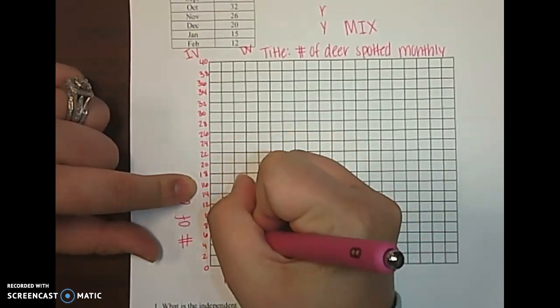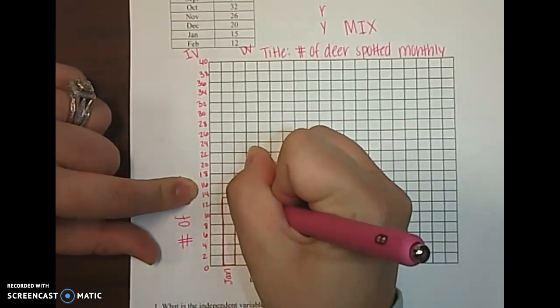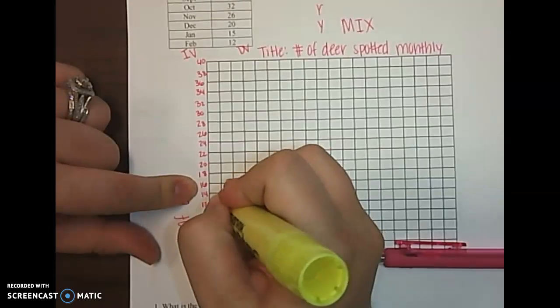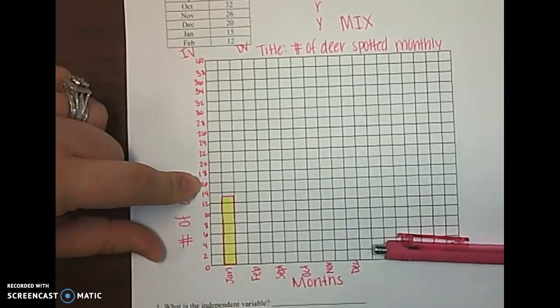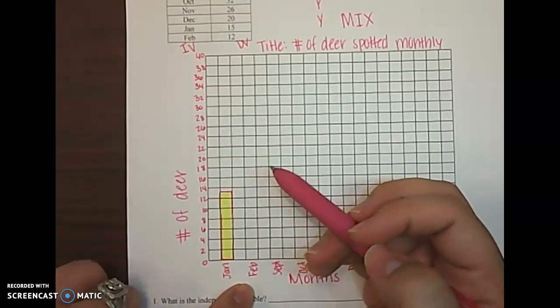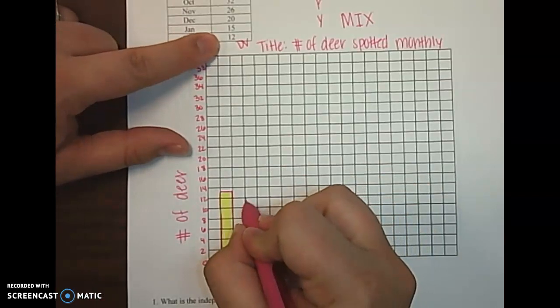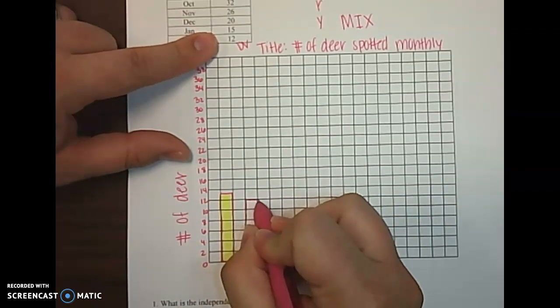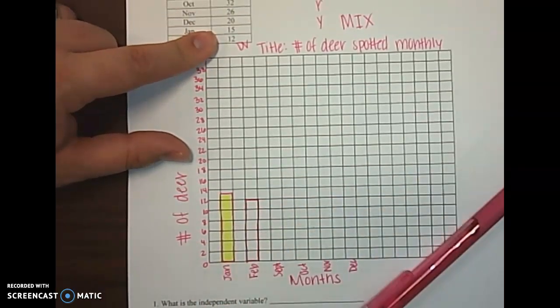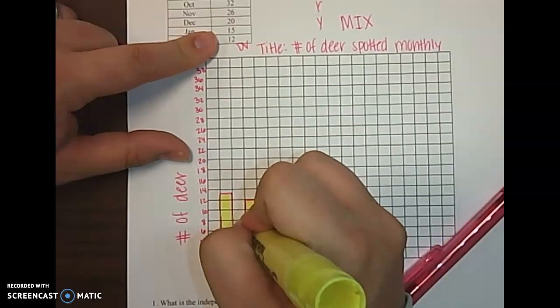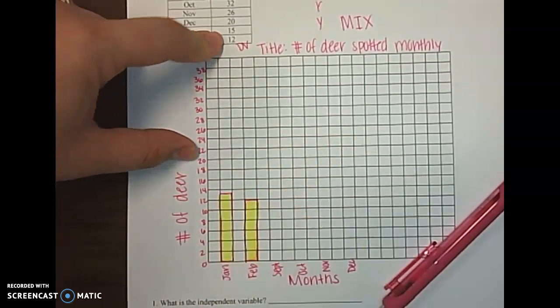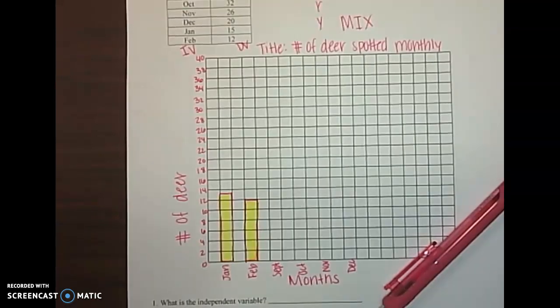So I'm going to graph this for January. Then I'm going to do February. So February is at 12. And remember, on bar graphs, the bars do not touch. I'm going to pause the video and graph the rest. I want you to do the same. Remember, do it in pencil just to make sure that you are getting it correct. And then I want you to come back and play the video and see what your results are.